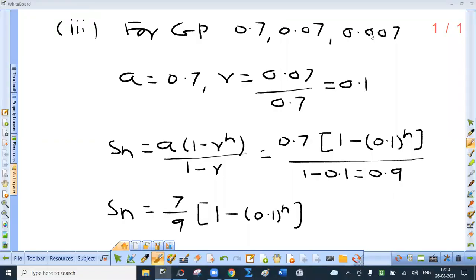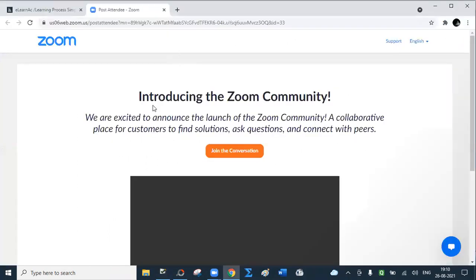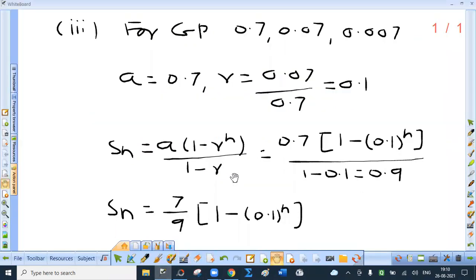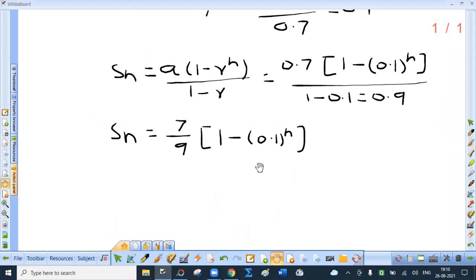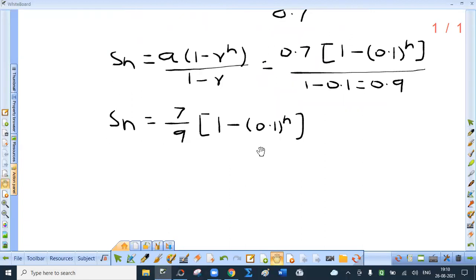Third part, for GP 0.7, 0.07, 0.007, what is A? First term 0.7. What is common ratio? Second term upon first term, that is 0.1, less than 1. So we have to go for this formula. Substitute the values and simplify. You should get 7 upon 9 into what? Into 1 minus 0.1 raised to n. Write down.